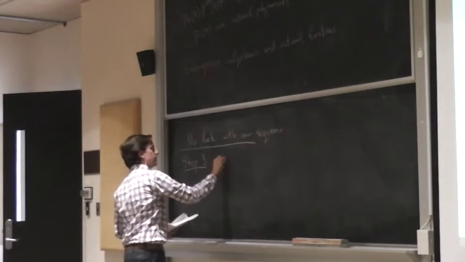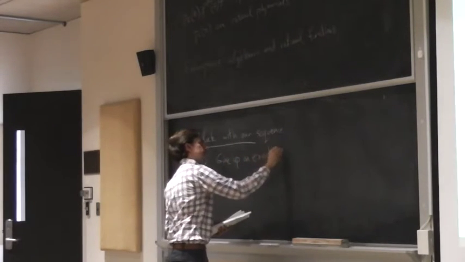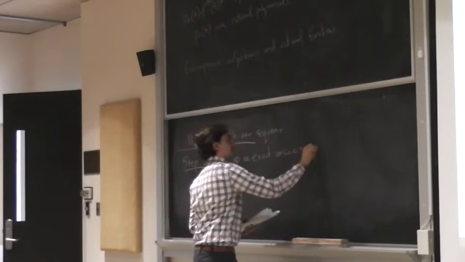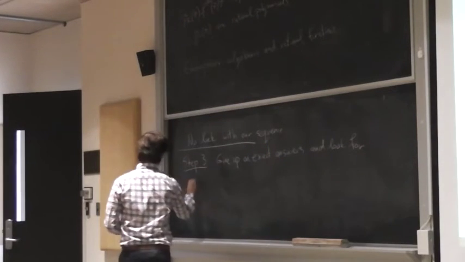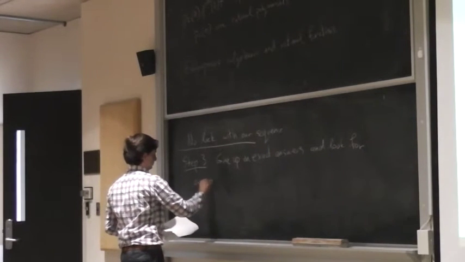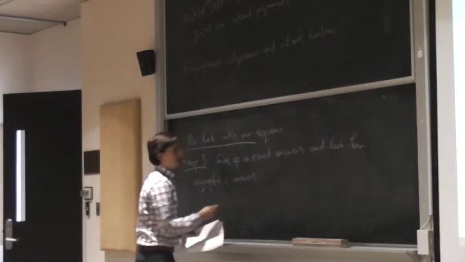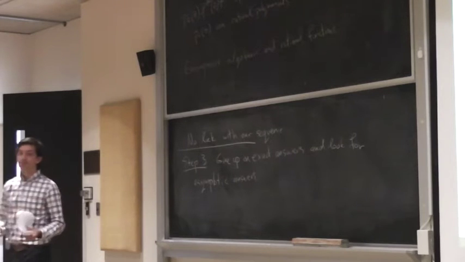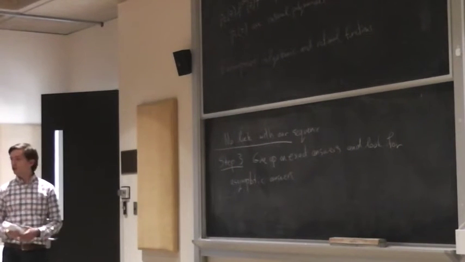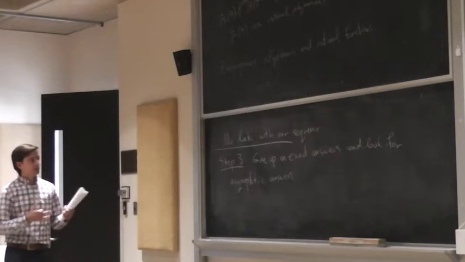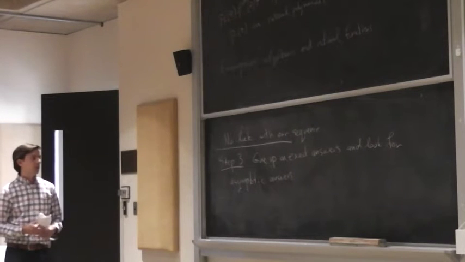Step 3 is to give up on exact answers and look for asymptotic answers. Depending on who you ask, maybe you should look for asymptotic answers first anyway. Some people think these are more interesting. They give you the behavior as you go to infinity, and for some people that's all that matters. But once we can't do anything exactly, once we can't find a conjecture, we look for asymptotic answers.